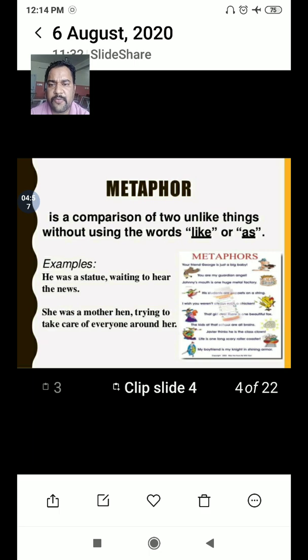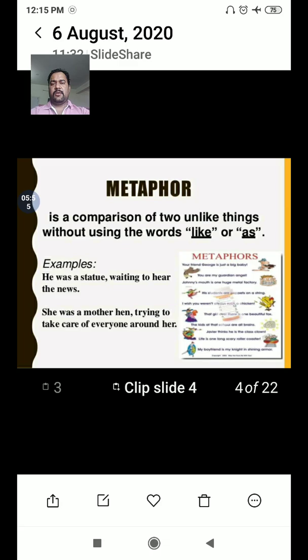Next is metaphor. A metaphor is also a comparison of two unlike things, but without using the words like or as. In simile, we use the word like or as for comparison, whereas in metaphor, we do not use them. Example: he was a statue waiting to hear the news. So he was a statue means he behaved like a statue. Next, she was a mother hen trying to take care of everyone around her. She was a mother hen means as the hen takes care of the chicks, in the same way the lady behaves like a mother hen.